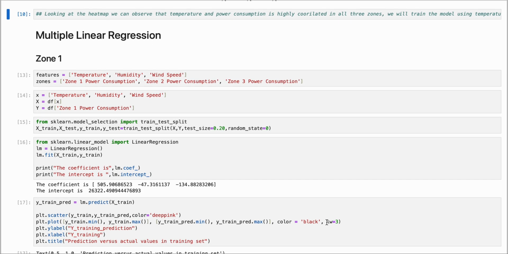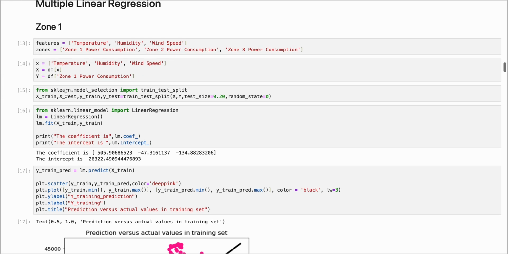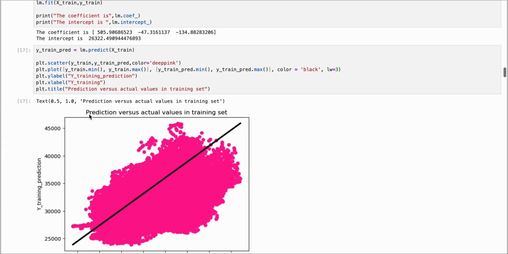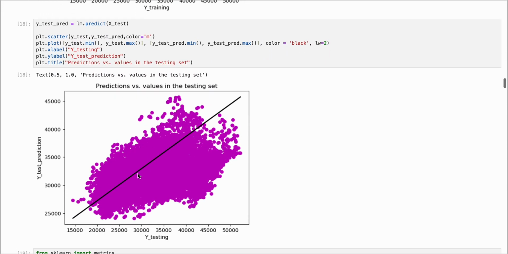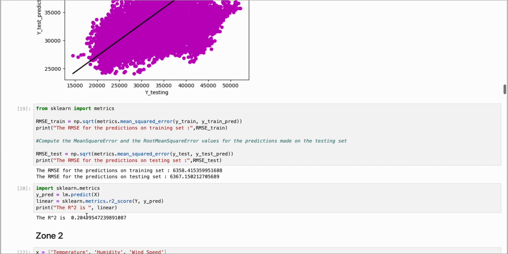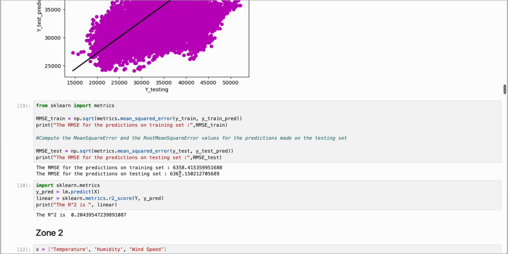So our first model is multiple linear regression. Here we can see our features and then our zones. And then we plotted it using the sklearn library. First we plotted the training set, and then we plotted our testing set, and we did this for each zone 1, 2, and 3. We used the R-squared value to measure accuracy, and the root mean squared error shows how the training set and test set compare and how close they are to each other, which you can see is very close.